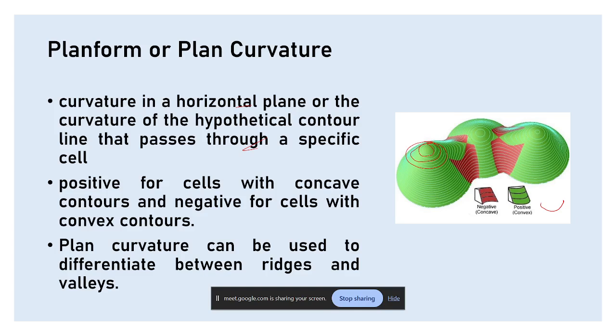Okay, here there is a typo, so you have to remember the one that is bulging out, that is the convex one, and that is positive. The one that is sort of pushed in, that is the concave or negative curvature. So plan curvature can be used to differentiate between ridges and valleys. So here you can actually see that in the diagram also, right? Based on this convex and concave thing, you can understand where you have the ridges and where you have the valleys. So the main application of this planform or plan curvature is that it can be used to differentiate between ridges and valleys.